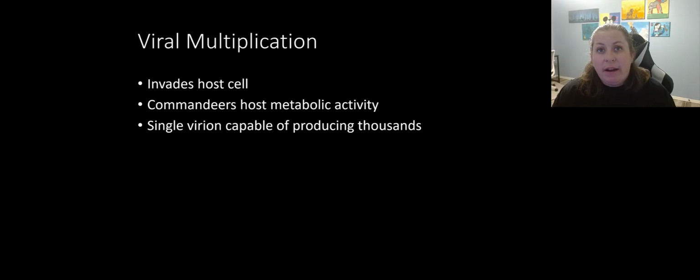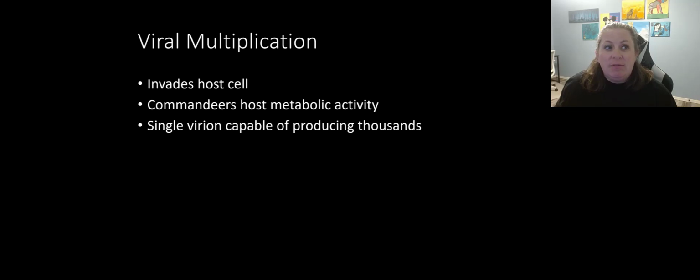So how do these viruses multiply? How do they make more of them, even though they have to get inside of your cell? Well, first they have to be able to invade the host cell. They've got to get inside. If they can't get inside, then they cannot do this process. Once they get inside, they commandeer the host's metabolic activities. They take over. It's like they're holding the cell hostage, saying you're going to do what I want you to do. A single virion, a single virus, is capable of producing thousands once it hijacks a cell. So this is a big deal.